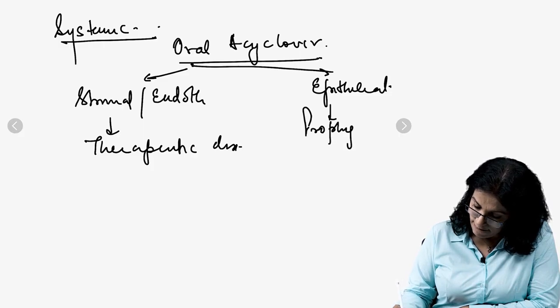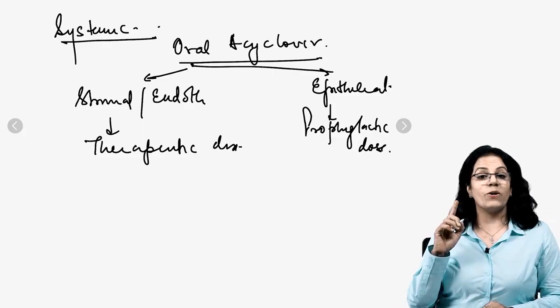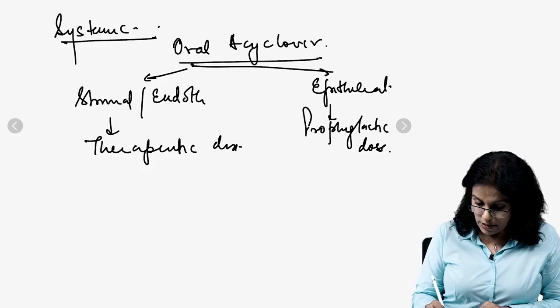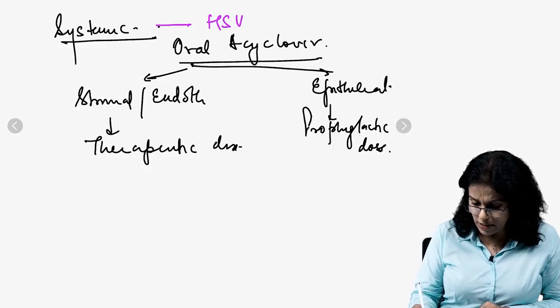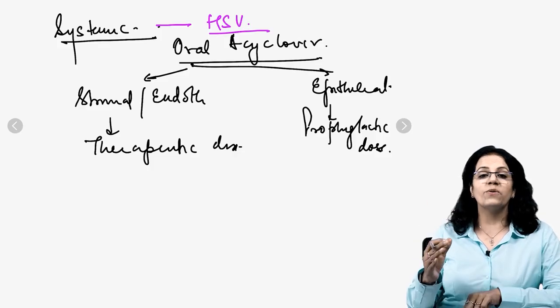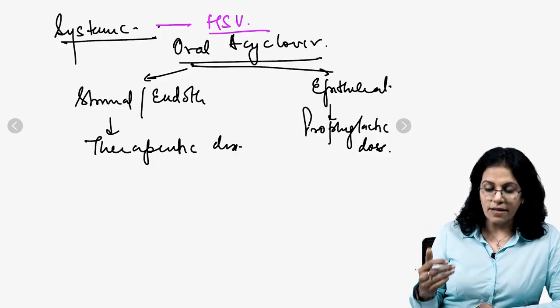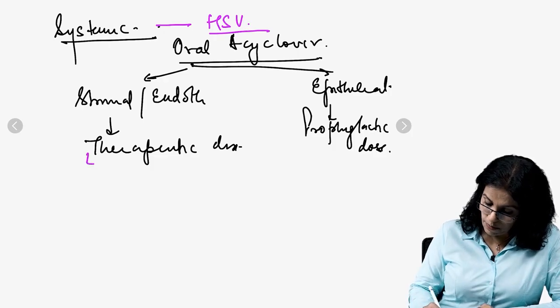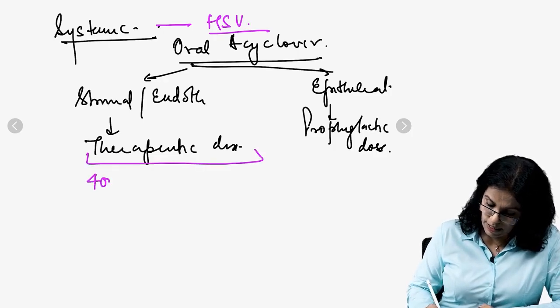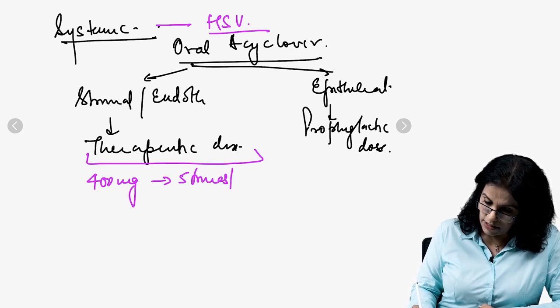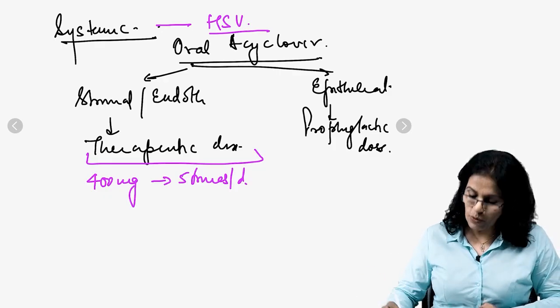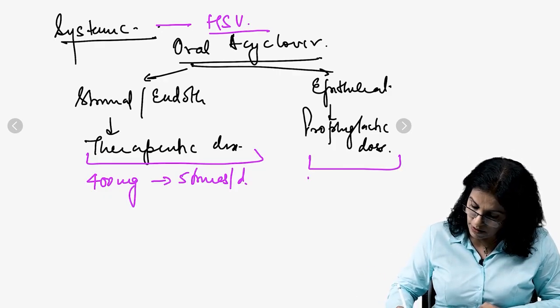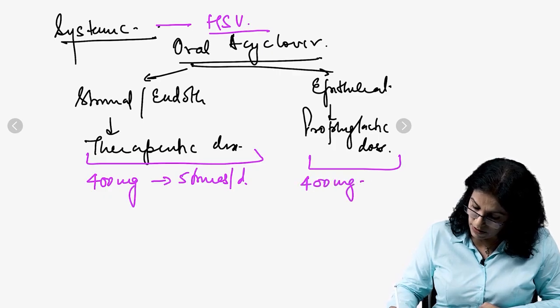Now, what is that? Let's understand. When you are giving a therapeutic dose, it is mainly we are talking about simplex keratitis. Generally, I am saying we don't even need to give any systemic. But if we need to give, then for a therapeutic dose, it is a 400 milligram tablet, given 5 times a day. And in a prophylactic dose, 400 milligram is given twice a day.